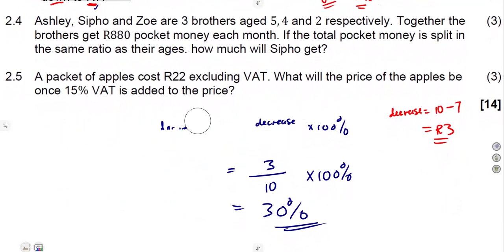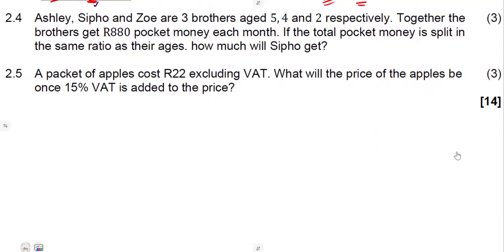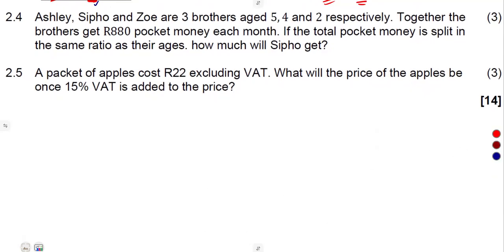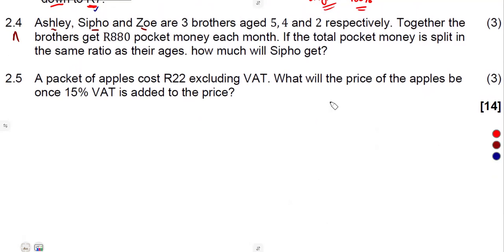All right, let us move on to 2.4. We are given another question which is also part of your whole numbers. Remember, we also have this financial context. We are given that Ashley, Sipho, and Zo, the way that you pronounce it, you take it the way that you understand. These are 3 brothers aged 5, 4, and 2 respectively.